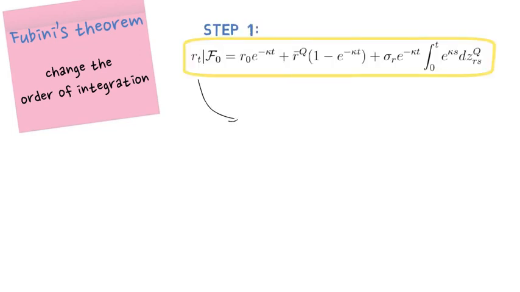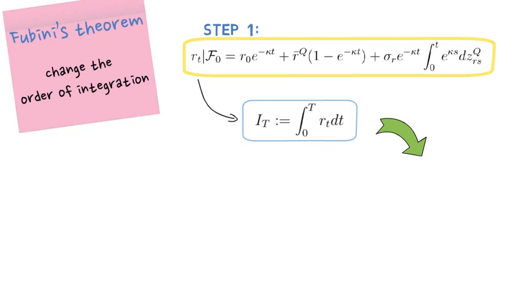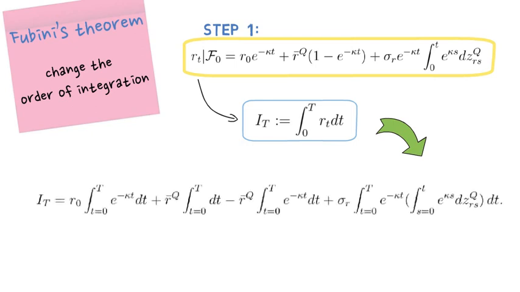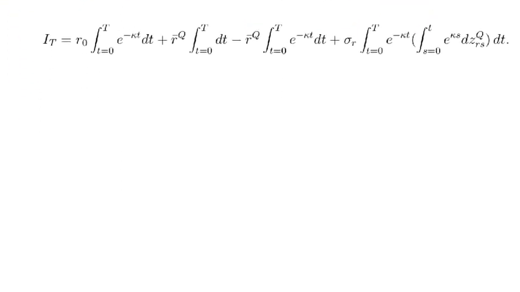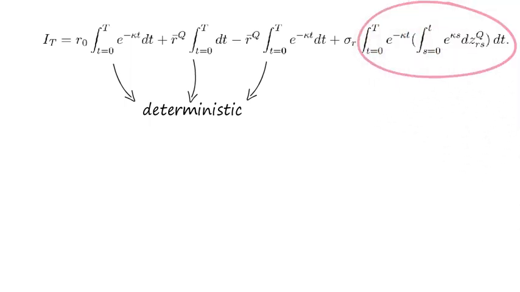Let's just plug in the solution of RT from step 1 into the integration operator. We hence write I capital T as follows. Now let's inspect the last integral. Now, the first 3 integrals are plain Riemann-like deterministic integrals. Therefore, they won't pose a challenge. It's that last integral, that last term, which is potentially troublesome.